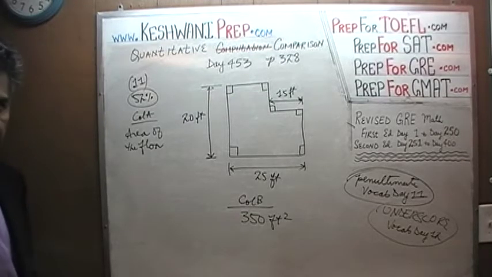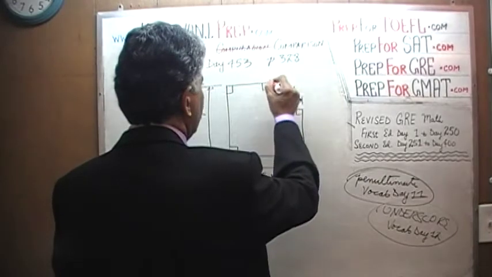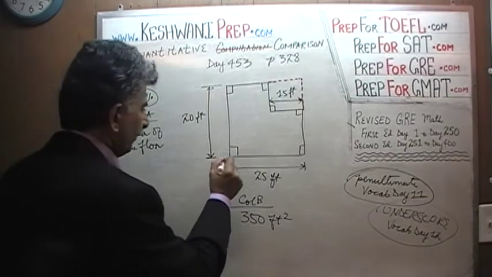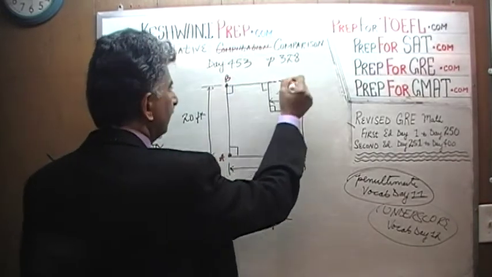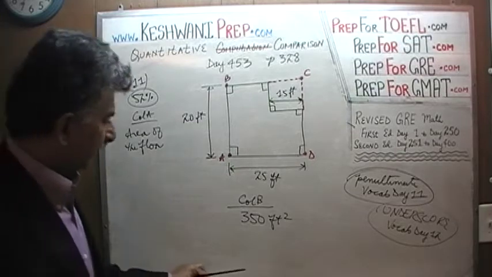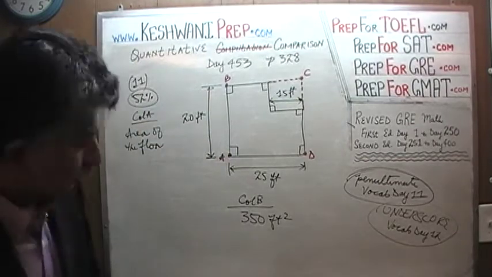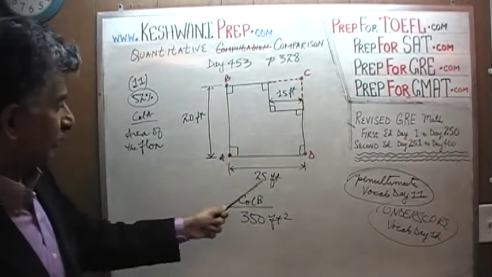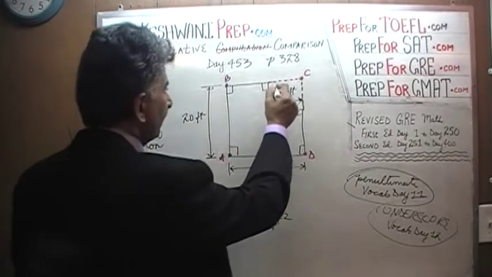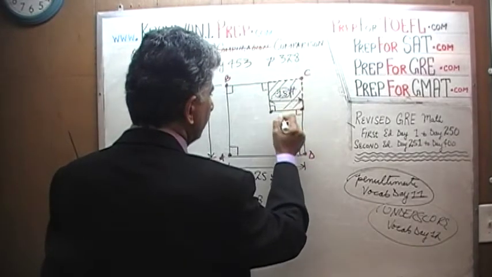Okay, here we go. The simplest, easiest, quickest way to tackle this is to finish this picture up. Now, what's the area of A, B, C, D? How much is it? Well, it's right here. It's 20 by 25. That's that part. Now we have to simply subtract this part right here. But this side, we were told, is 15 feet.